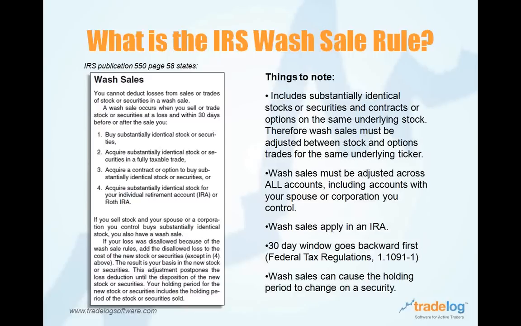The IRS has clarified in federal tax regulations, 1.1091-1, that the 30-day window goes backward first. In the past, some people have asked if that was a matter of interpretation or a personal preference. Well, the IRS has clarified you always look back 30 days first to start finding if there was a purchase that would cause a wash sale adjustment.